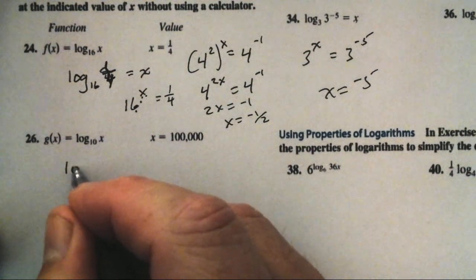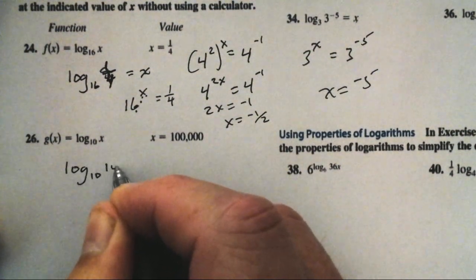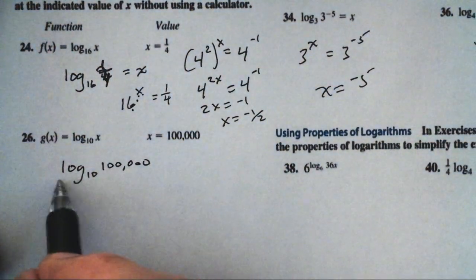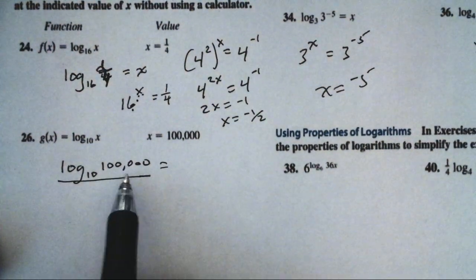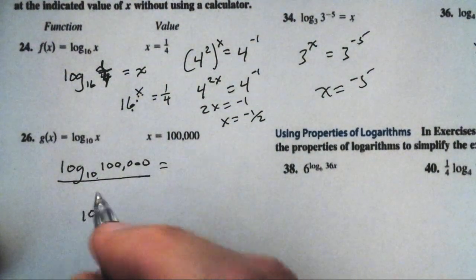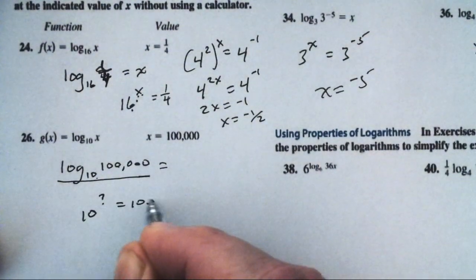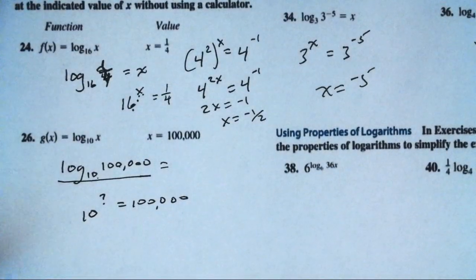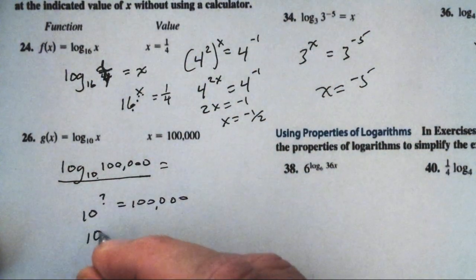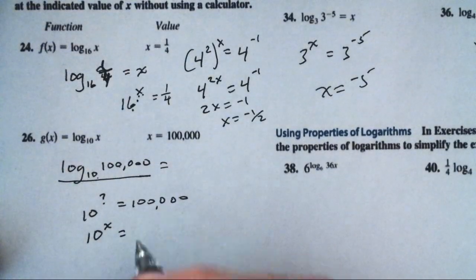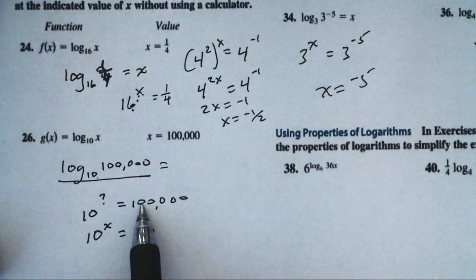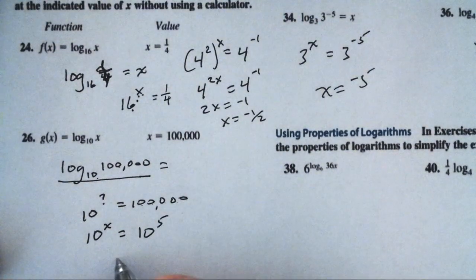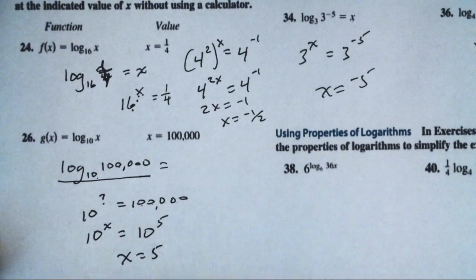So this says we want to find log base 10 of 100,000. So this is the exponent that would turn 10 into 100,000. What is the exponent that turns 10 into 100,000? Well, this is a base number. I'm going to go 10 to what? 10 to the x equals 10 to the, let's see, first, second, third, fourth, fifth. Therefore, x must be 5.